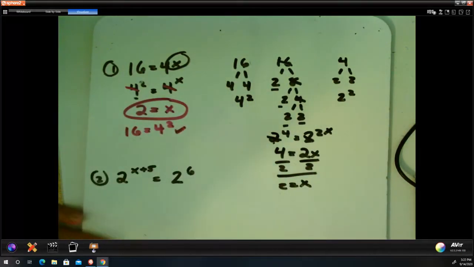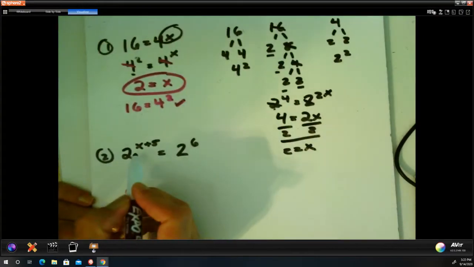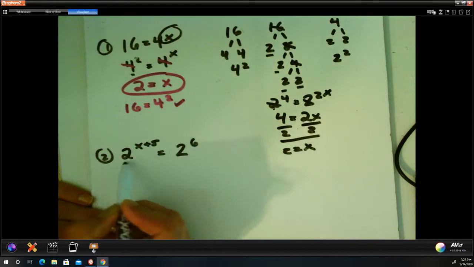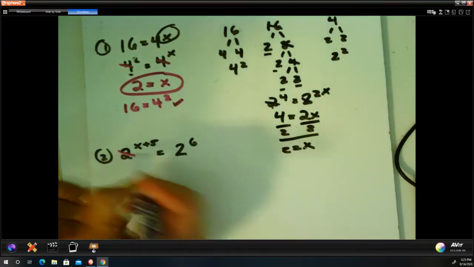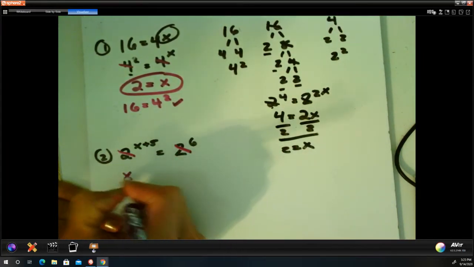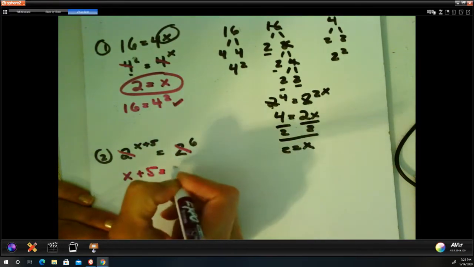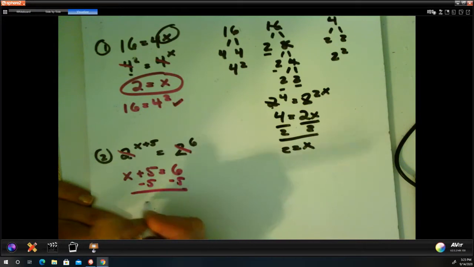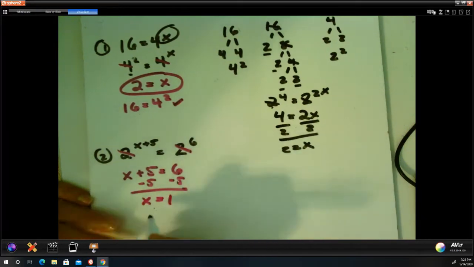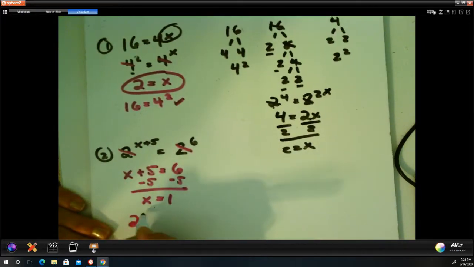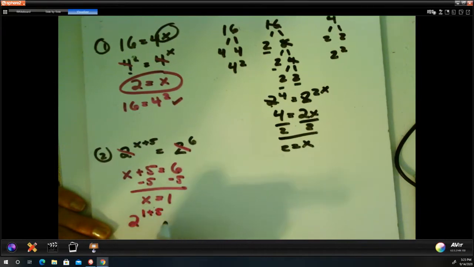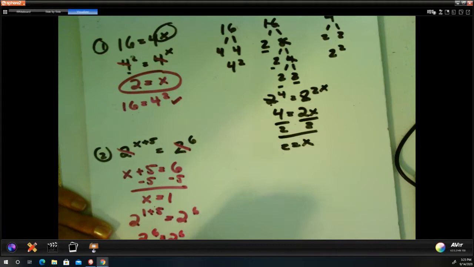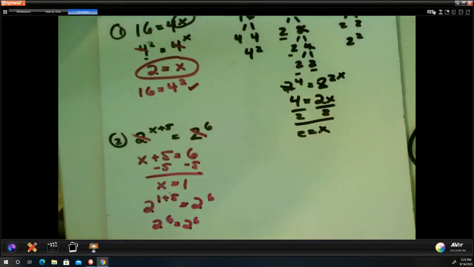When we look at number 2, so 2 to the x plus 5 equals 2 to the 6th. These are already common bases, so I can just go ahead and cross those bases out. And that leaves me with the equation x plus 5 equals 6. So subtract 5, x equals 1. We do want to make sure we check it. Is 2 to the 1 plus 5 equal to 2 to the 6? Is 2 to the 6 equal to 2 to the 6? Yes, so I know I'm good to go.